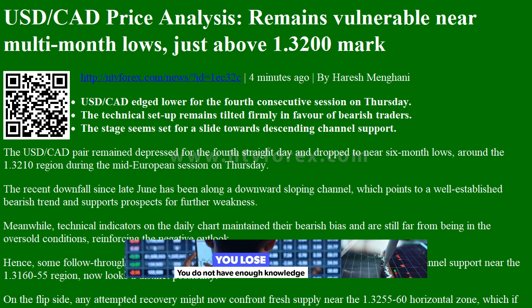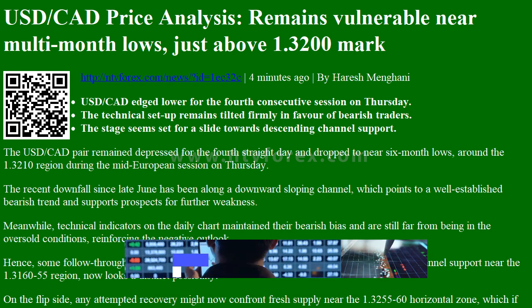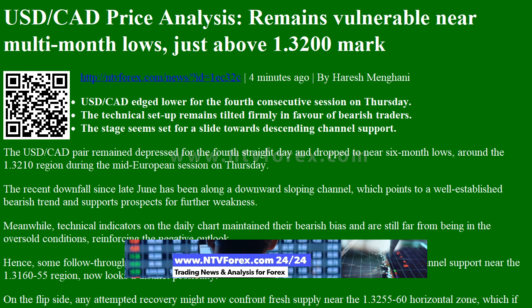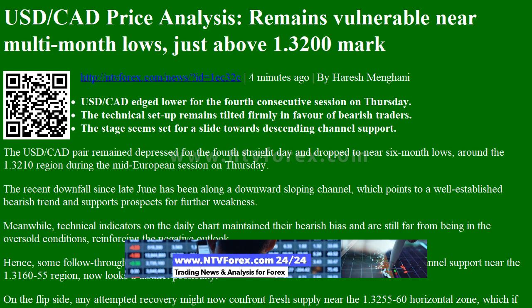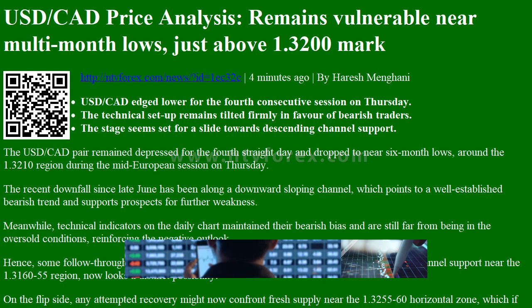www.ntvforex.com. USD/CAD price analysis remains vulnerable near multi-month lows, just above the 1.3200 mark. ntvforex.com news ID 1EC32C, 4 minutes ago by Haresh Menghani. USD/CAD edged lower for the fourth consecutive session on Thursday. The technical setup remains tilted firmly in favor of bearish traders. The stage seems set for a slide towards descending channel support.